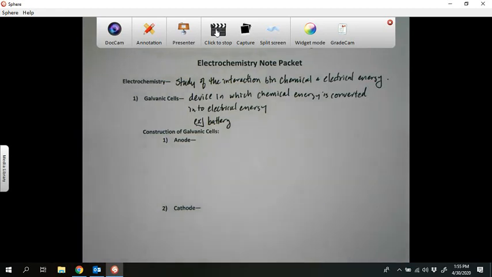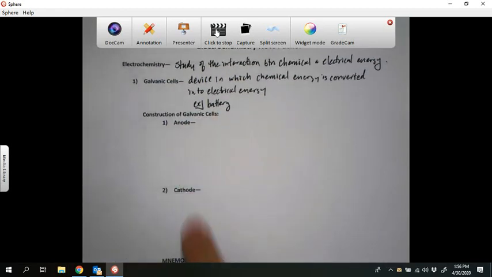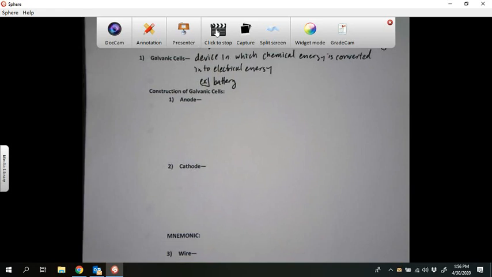Because we just finished up redox reactions and we know that they have to deal with electrons, we're going to bring our knowledge of redox reactions into electrochemistry because they are going to be the type of reaction in which we can derive a flow of electrons from as something travels from one chemical to another. So with that, all galvanic cells are going to have different parts. And those are listed down here: an anode, a cathode, a wire, and a salt bridge. So we're going to go ahead and define what these are.